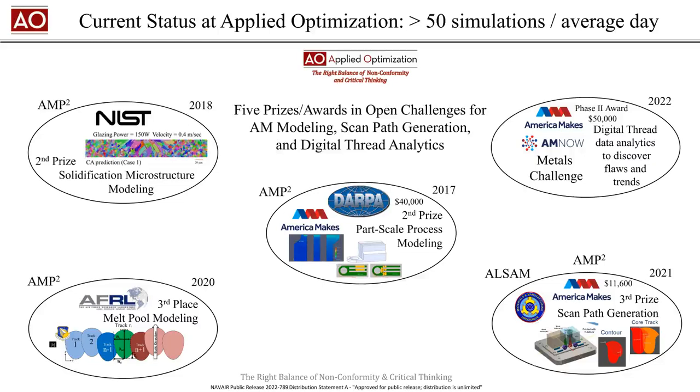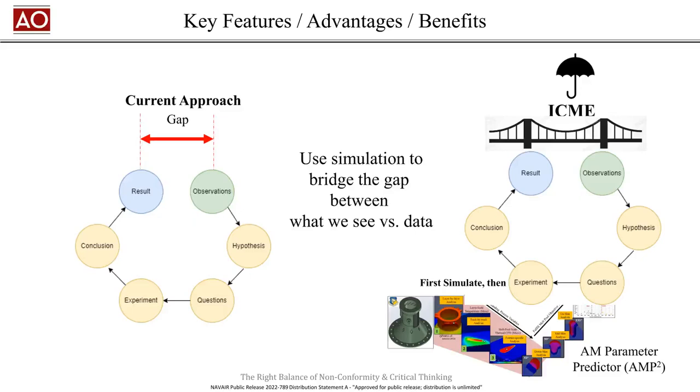Our scientific method has won several awards. First, America Makes Award for Digital Thread and Data Analytics, DARPA Award for Part Scale Thermal Modeling, America Makes Award for Scan Path Generation, Air Force Third Place for Melt Pool Modeling, and NIST Award for Solidification Microstructure Modeling. A key benefit of using our solution is to minimize experimental trial and error for parameter design. A simulation is useful to provide a scientific explanation for the experimental observations. We can also find options to solve the problem. The solution is scientific and reusable.